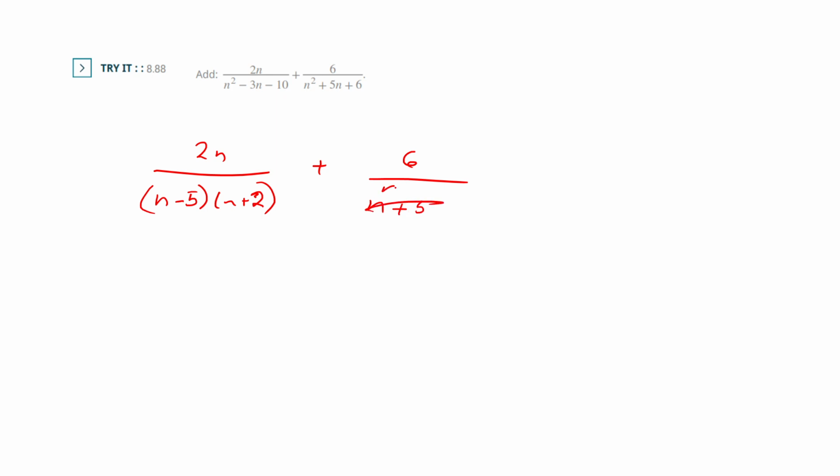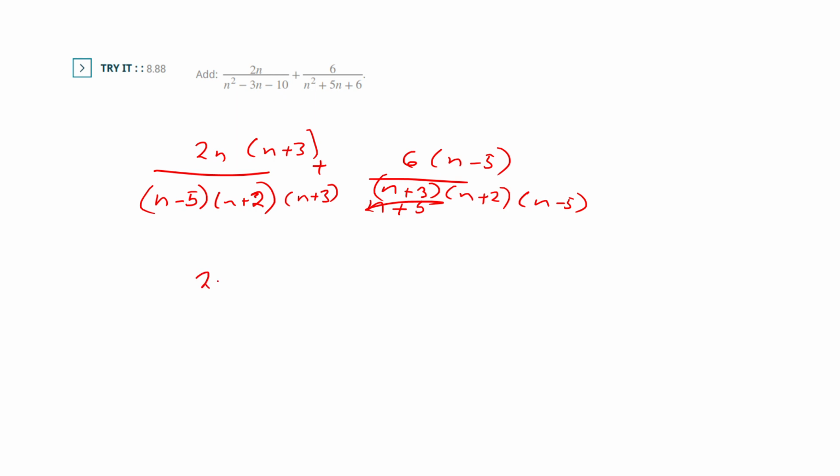No, that's not right. N plus 3, n plus 2. Okay, they share the n plus 2, but this side needs the n minus 5. Give it to the bottom, I got to give it to the top. This side has the n minus 5, it needs the n plus 3. Give it to the bottom, I give it to the top. Alright, let's multiply this out.